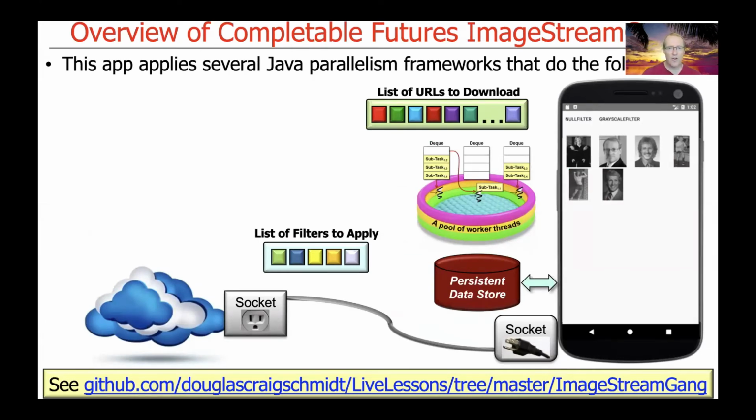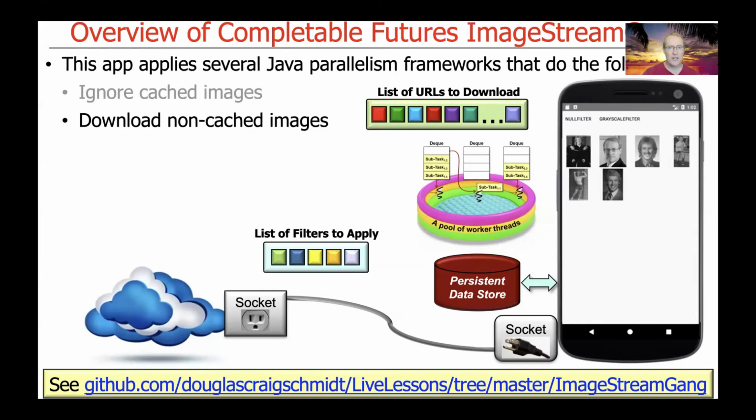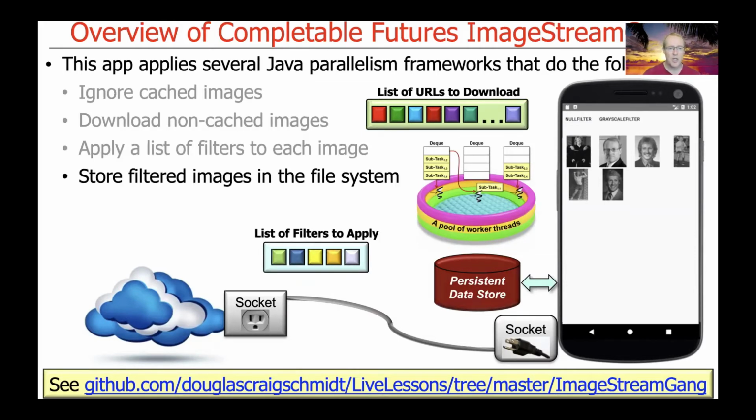So this is the overall architecture of the design. You can see that you can download all the source code here at the link at the bottom of the slide. This app works by getting a list of URLs. It ignores URLs that are already cached. It downloads the non-cached URLs, which of course correspond to images. It applies a list of filters to transform each image, and then it stores the filtered images in the local file system on the device used to download the content. After it downloads everything, it goes ahead and allows the user to view the results.